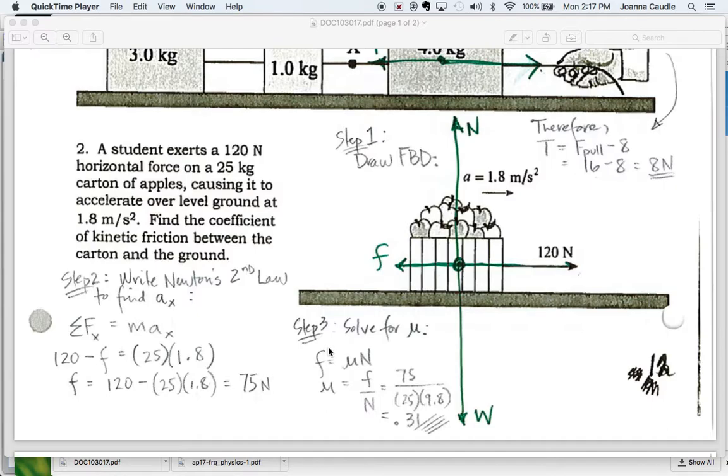Now that I know that, step 3 is just to solve for the coefficient of friction. Well, I know that the friction force is equal to mu times the normal force. So the friction coefficient mu is the ratio of those two forces. And I know what both of them are. I know that the normal force is equal to the weight in this case because this is a flat surface, as I mentioned. So the weight of the carton is its mass times the acceleration due to gravity. Solving that, I get 0.31.